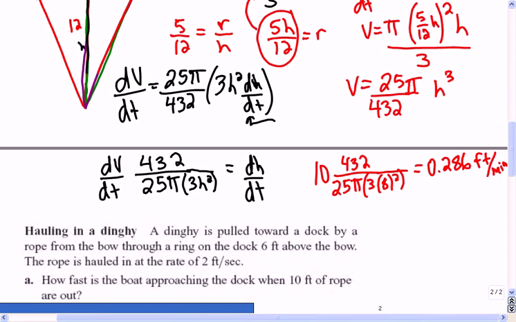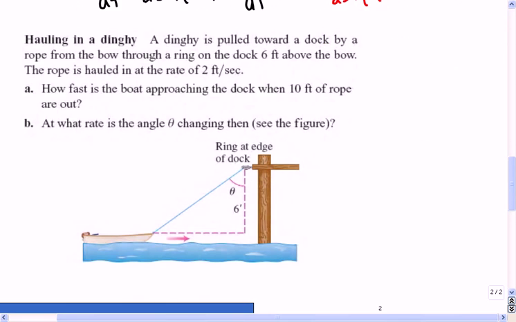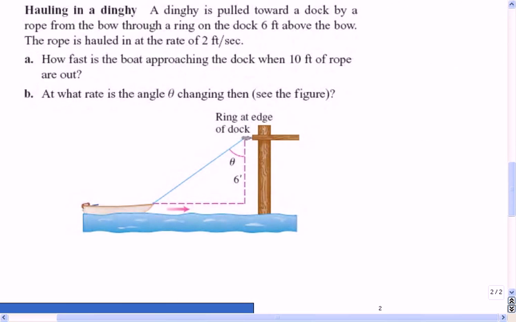Okay, so one more related rates question. Hauling in a dinghy. There's two parts to this. The first one, we're going to look at the speed as the boat approaches the dock. The second one, we're going to look at the speed as that angle is closed in while the boat's being pulled in. Okay, so again, I'm going to let you guys try to set up the problem and do what you can with it, and then I'll show you my solutions in a minute.